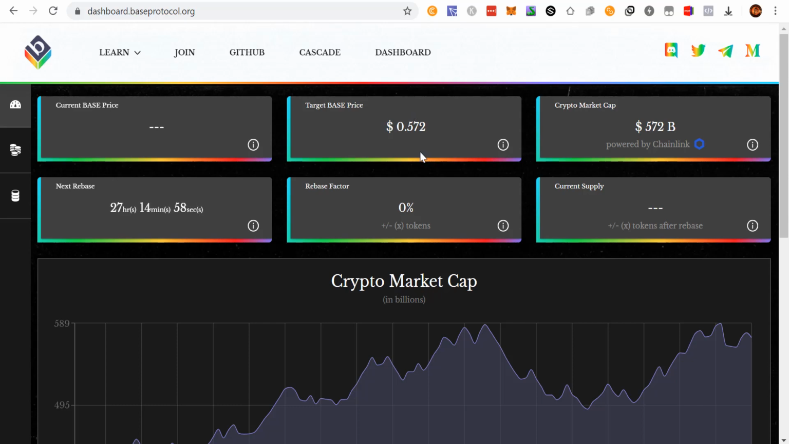The ultimate goal is that the market stays very efficient as more people adopt Base Protocol, as more people invest in it, as more people buy and hold the Base tokens, as more people use the Cascade. I'll save that for another video when I actually go in and invest in the Cascade.